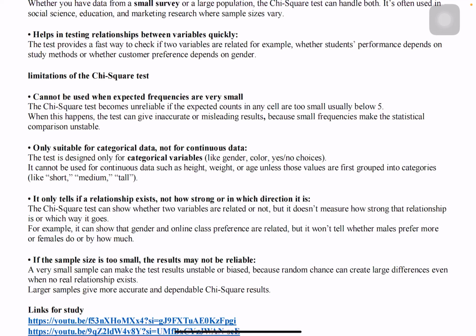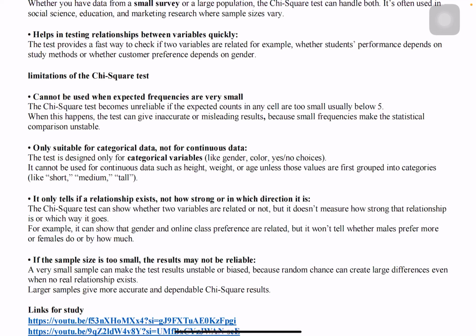It only tells if a relationship exists, not how strong or in which direction it is. The chi-square test can show whether two variables are related or not, but it doesn't measure how strong the relationship is or which way it goes. For example, it can show that gender and online class preference are related, but it won't tell whether males prefer more or females do or by how much.